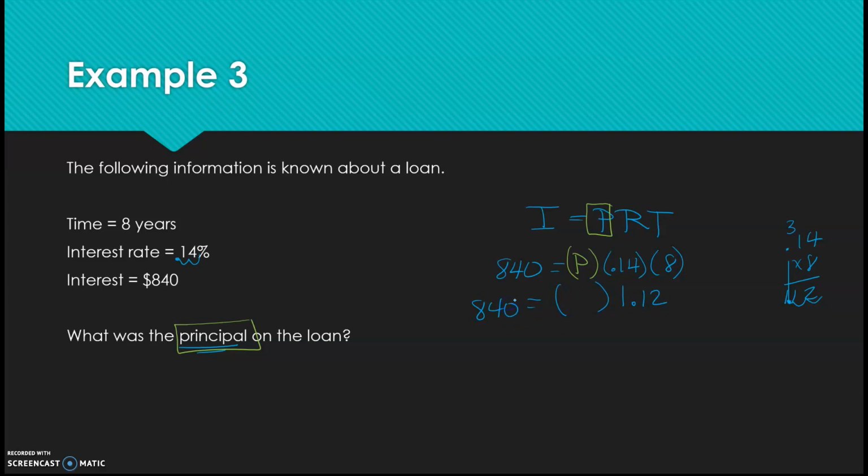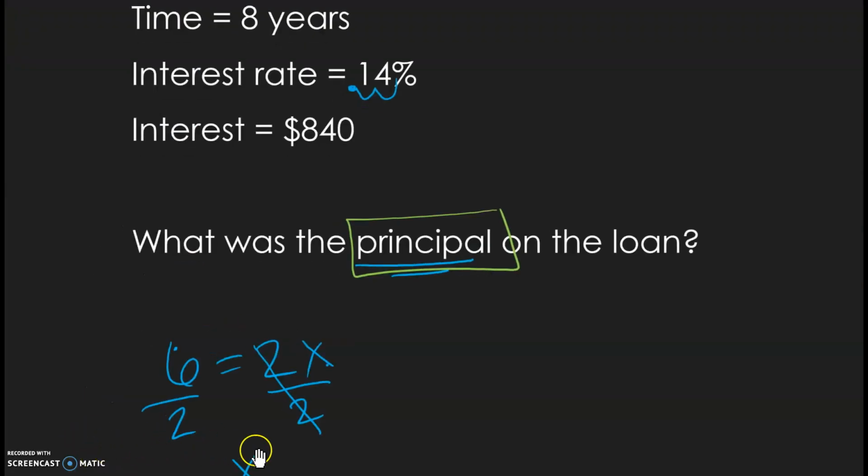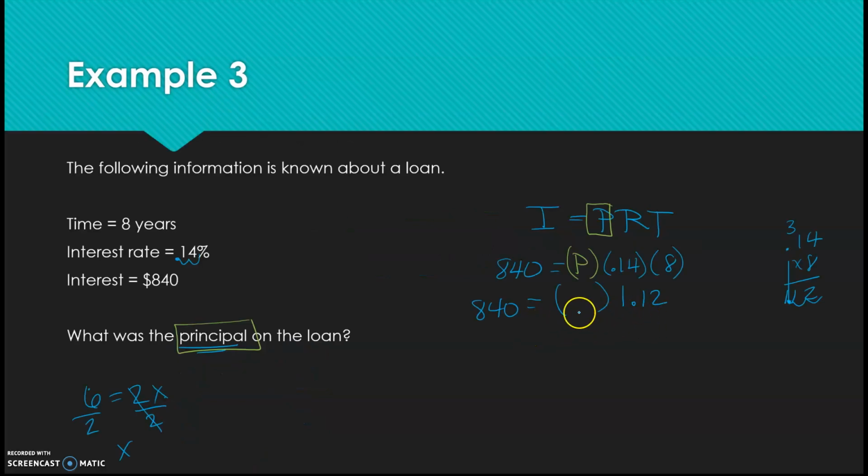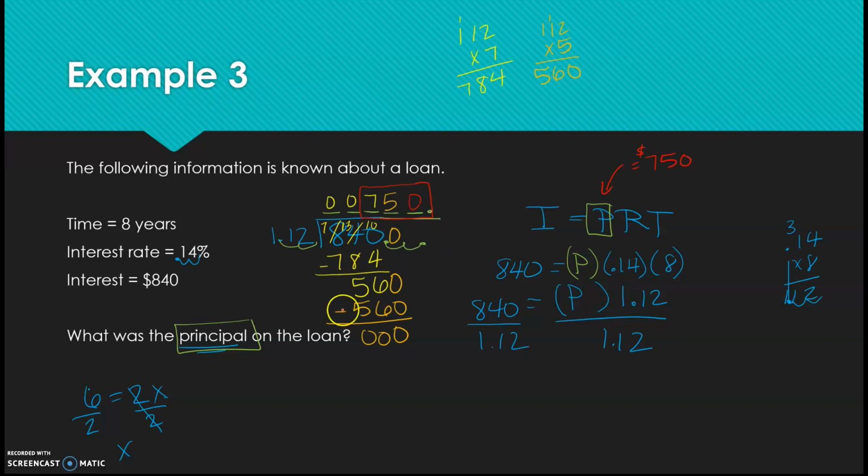Okay, so think about if it was like 6 equals 2x, right? So I'd think about 2 times what gets me 6. So if I divided 6 by 2, I would get that x is 3. Okay, so we're going to use that same concept. So we need to get P by itself. So we're going to divide by 1.12. And we're going to go ahead and do that. So I'm going to pause. Okay, so if you make sure that you watch your decimal point, then our principal was $750.